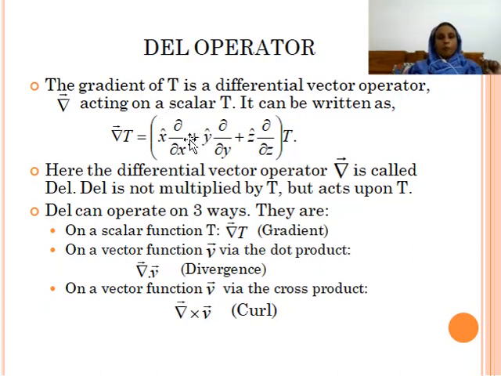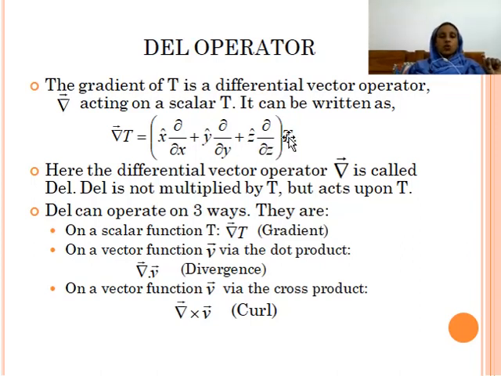Remember the term operator. This is a vector quantity, it has differentials, and it is an operator. So this is called a differential vector operator. Its direction is shown here: x cap dou by dou x, y cap dou by dou y, z cap dou by dou z. This operator is called del. The terms in the parenthesis are called del. So del T, where T is the scalar function, represents gradient T.